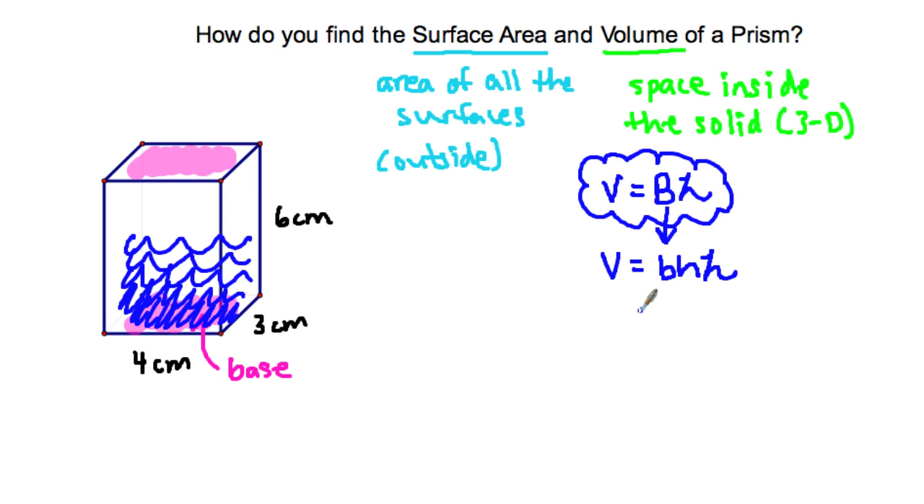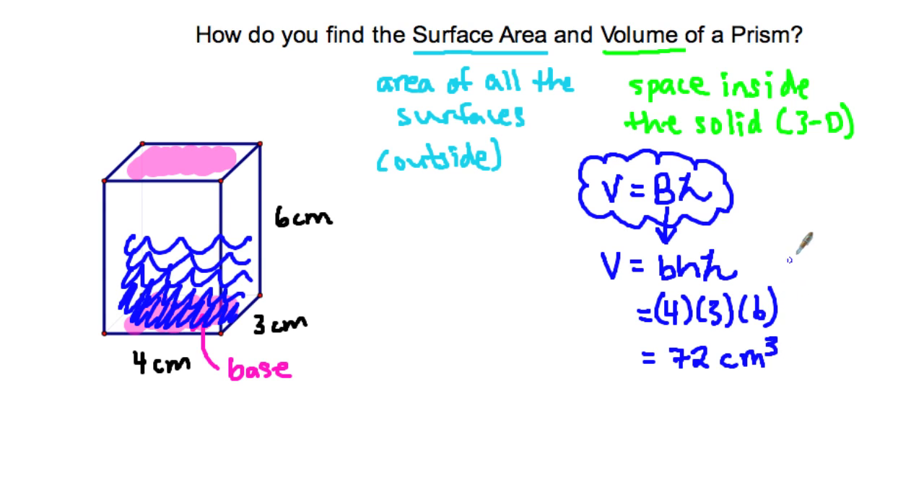So now we'll substitute in some values. 4 times 3, and then times 6. So I can do this without a calculator. 4 times 3 is 12, and times 6 is 72. So 72, in this case, centimeters, and it's three-dimensional, so it's cubed.